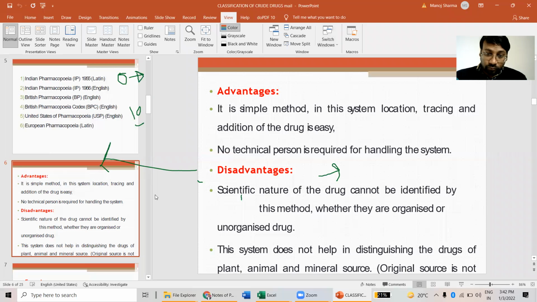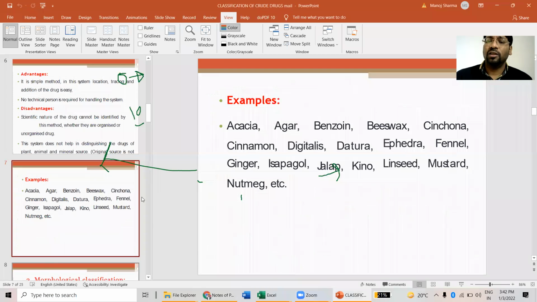Next, this system does not help in distinguishing the drug from the original source. You cannot tell that. So these are a few advantages and disadvantages of the alphabetical classification of crude drugs. If you just know the example in this sense, you just arrange the medications' names on the basis of their name. That's it. It should be given alphabetically.